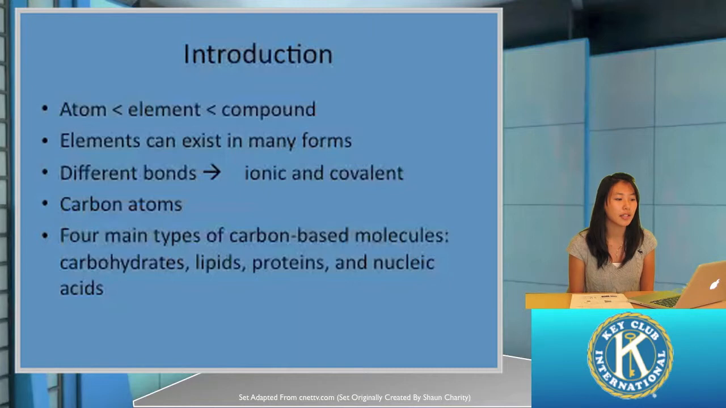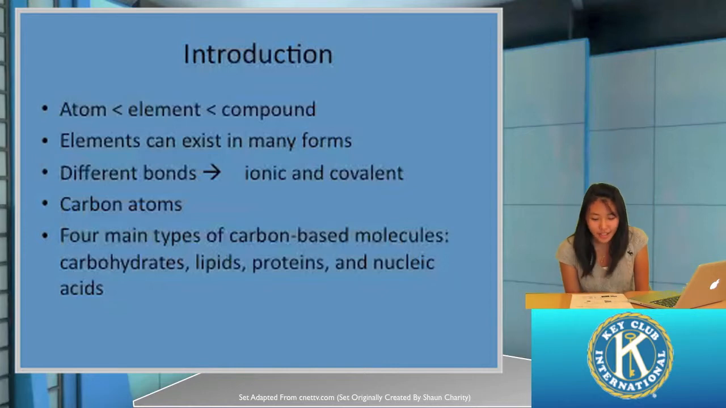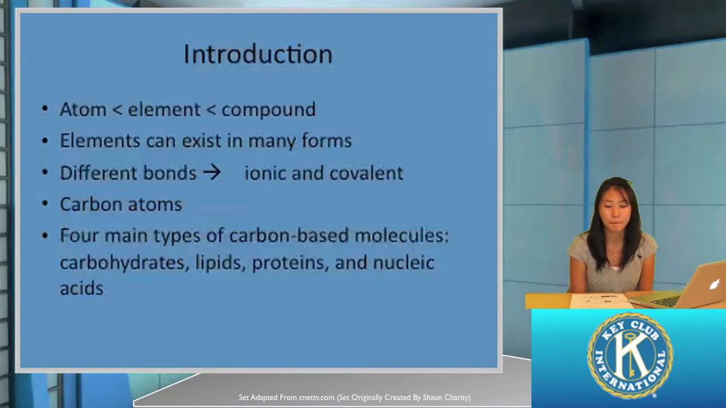Elements can exist in many forms. When the elements bond together, they form compounds, and they form different bonds, whether they are ionic or covalent. Ionic is not sharing. And covalent is sharing. In terms of chemistry, carbon atoms are the most versatile because they have four electrons, and that makes it easy to bond with any other element.